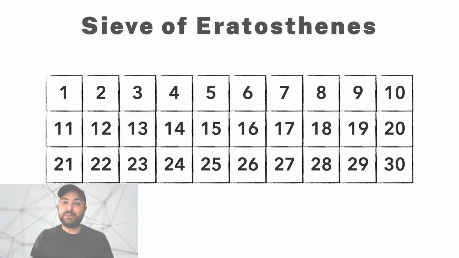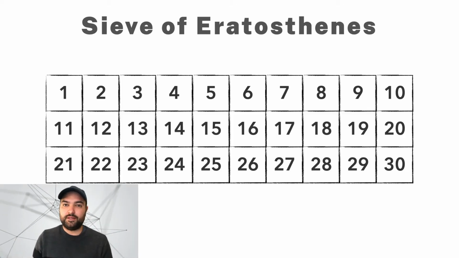The sieve of Eratosthenes can be used to find the number of prime numbers within a range of numbers. So for instance, how many prime numbers are there between 10 and 30? Start by setting up a 10 by 3 grid. Then put numbers 1 to 30 in that grid.